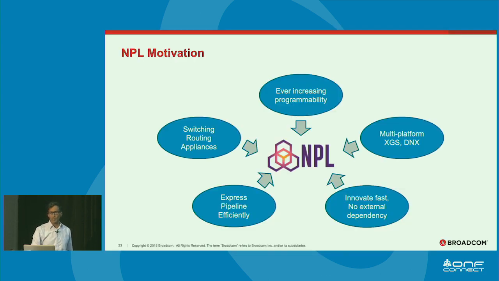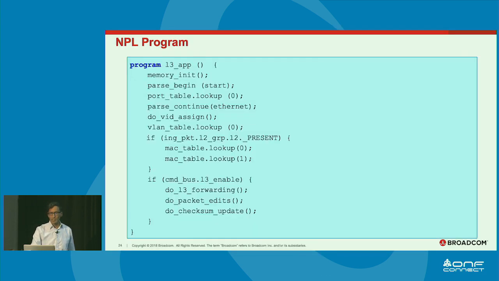So again, I'm going to skip the motivation for the language. This is a sample NPL program. It is doing a simple layer 3, fairly readable. It's sequential. The program construct is the only sequential part of the NPL program, because there is always a do-something-after-something-else aspect to a pipeline. So this is your pipeline essentially.